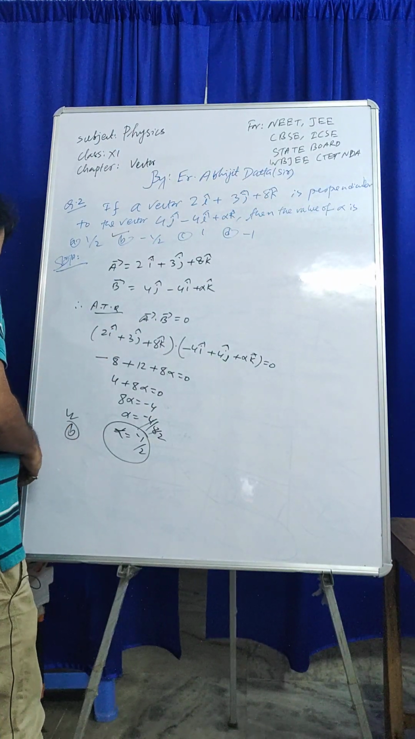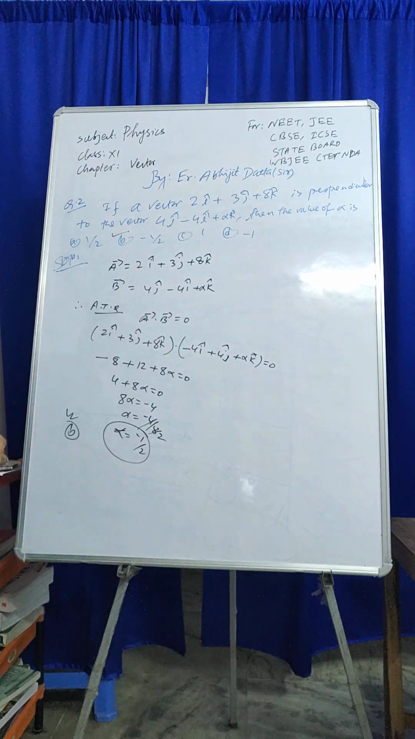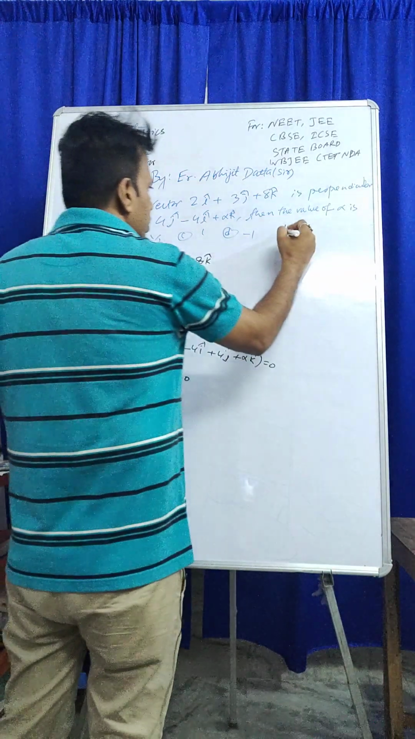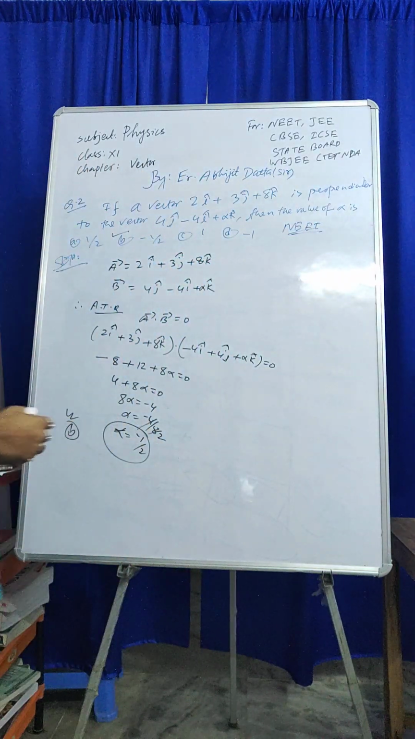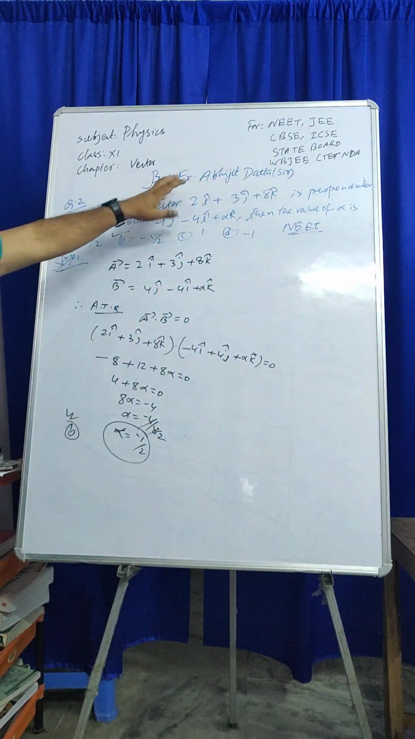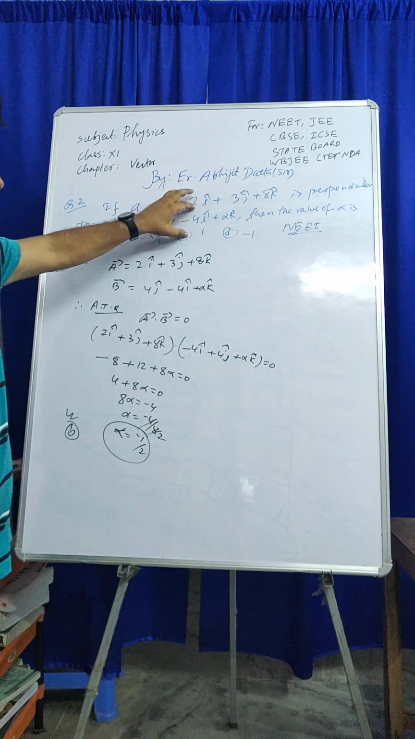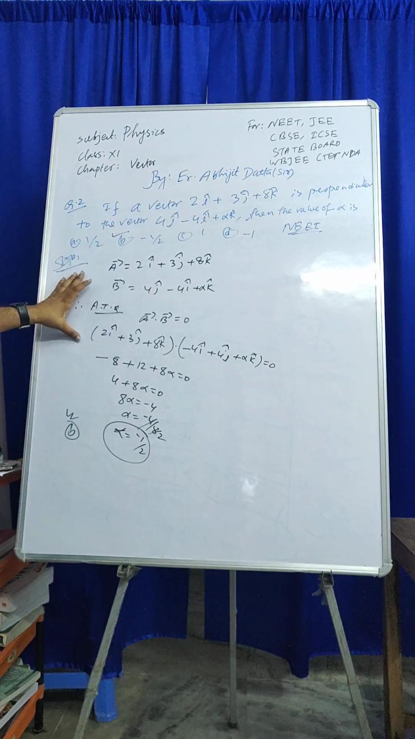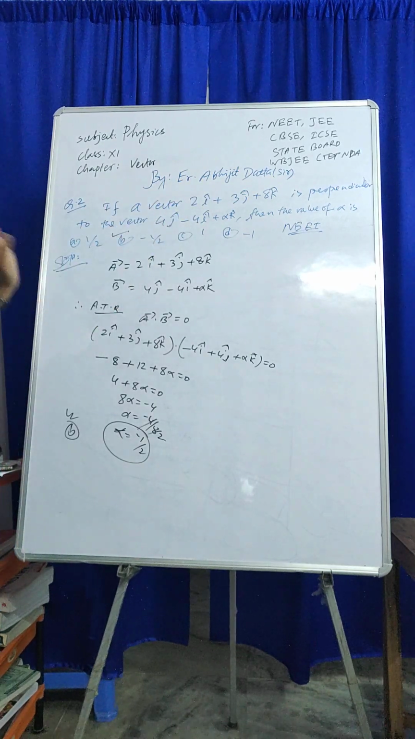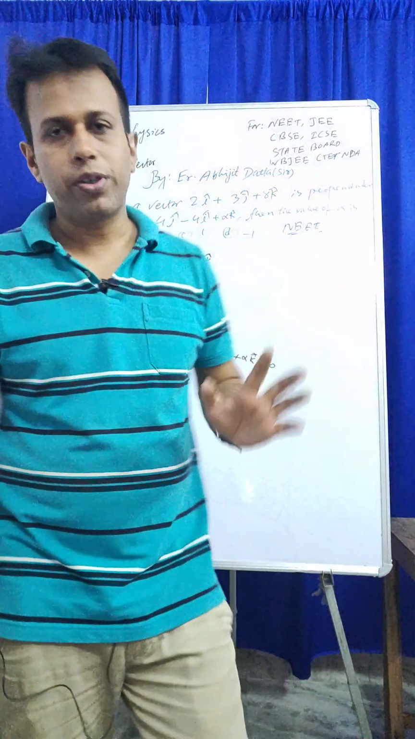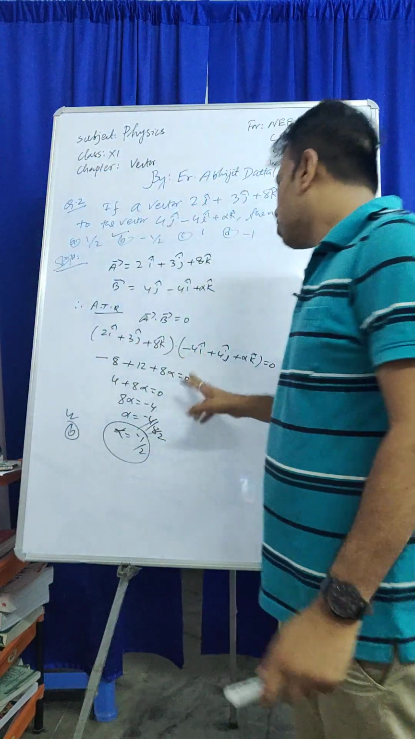So let me explain again. This question came in NEET. They have given this one vector and this another vector, and we have to find the value of alpha so that they are perpendicular. So what is the condition for perpendicular, sir? The condition of perpendicular is this dot this equal to 0.